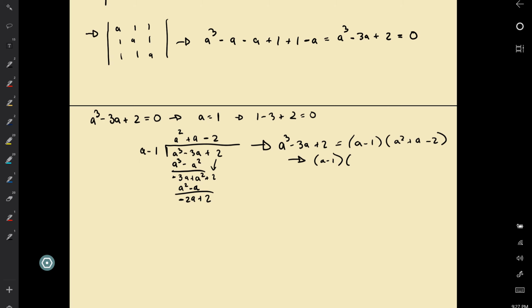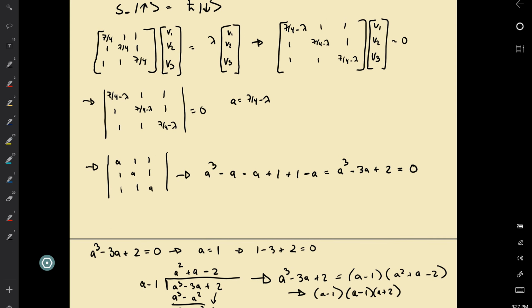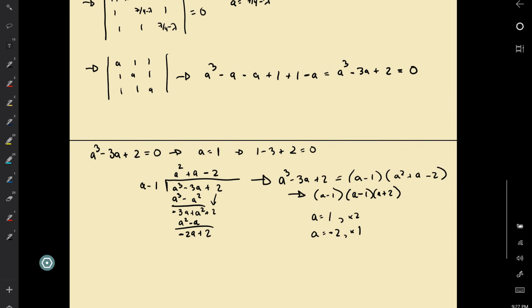It has to multiply to minus 2 and add to 1. So it's going to be plus 1 and minus 2. So it'll be a minus 1 and a plus 2. Okay, cool. I think that works, right? Yeah. Okay, cool. So we factored this, and now we know then a equals 1 2 times, and a equals minus 2 1 time. And that's not our eigenvalues, because remember, we did a substitution. a equals 7/4 minus lambda, so lambda equals 7/4 minus a.